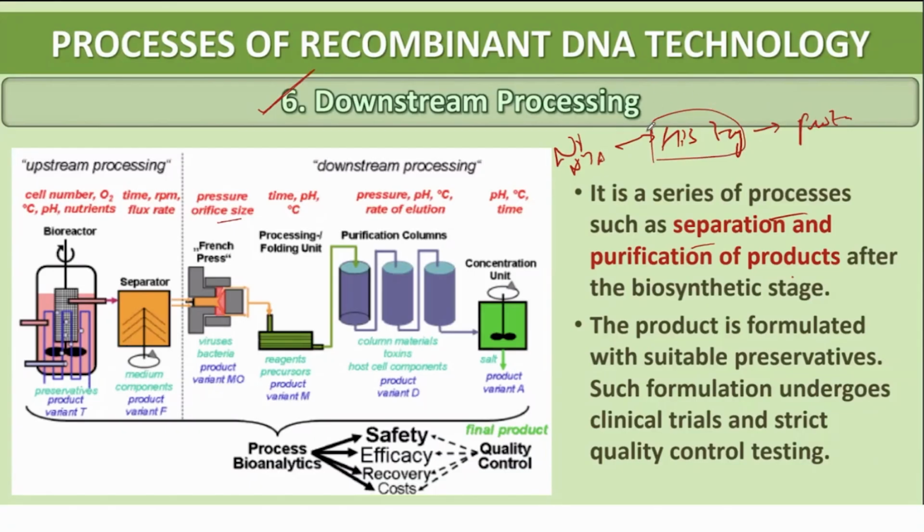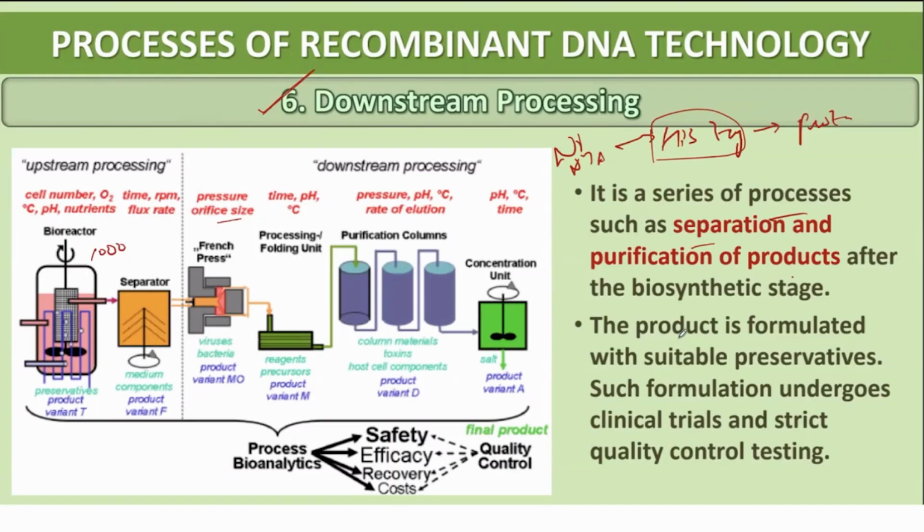Then this nickel NTA will only trap this His-tagged protein. So after this column, we have to consider, for example, if it is a 1,000 liter culture, obviously we won't get the 1,000 liter yield. So we have to purify after this. We have to concentrate. Then we will have the final product.